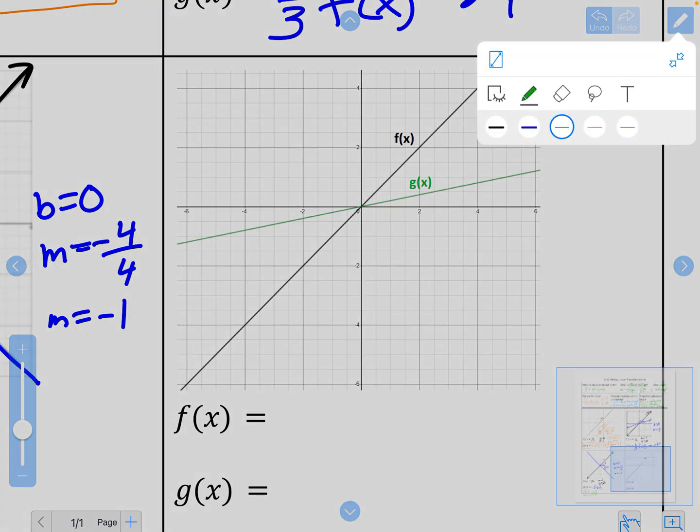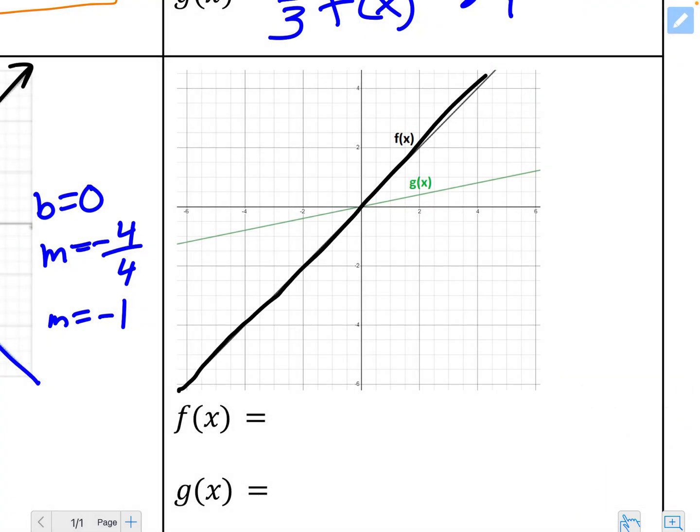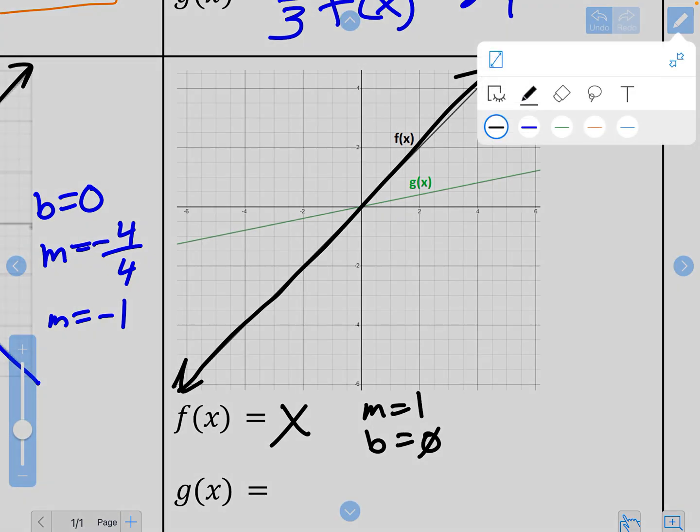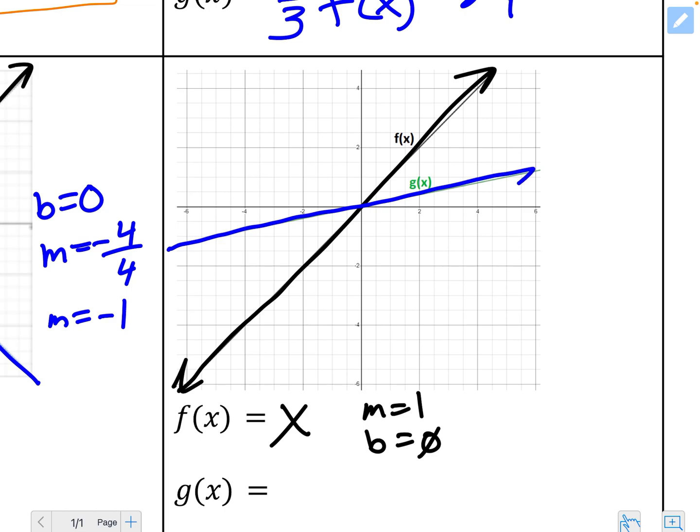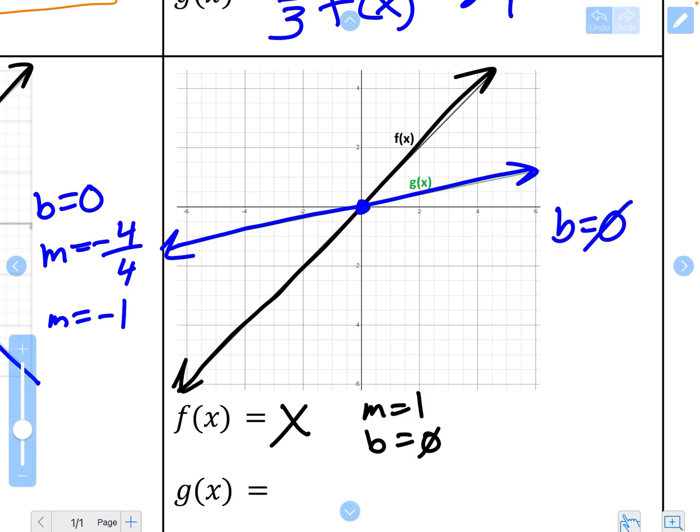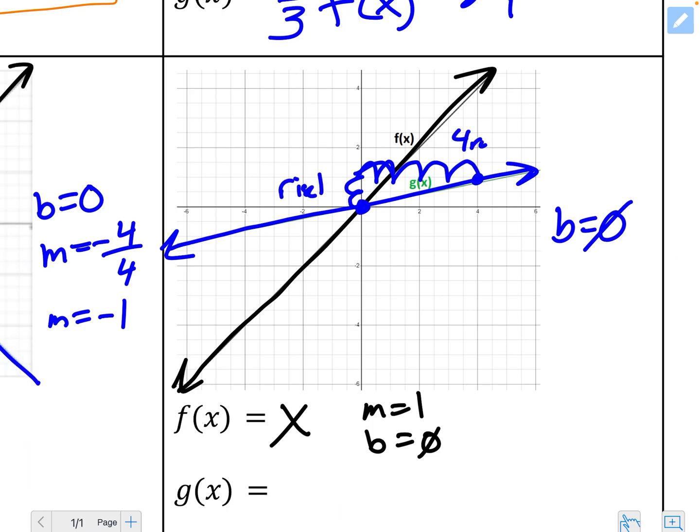All right, our last problem. So again, f of x is this one right here. And I'm going to rewrite my parent function, which is f of x equals x. My m is 1. My b is 0. So if I graph my g of x line, its y-intercept is still 0, but now let's look at the slope. So if I go up, these are technically 0.5, so that's going up 1, which makes this my next point. 1, 1, 2, 3, 4. So 1 rise, 4 run, so my slope equals 1/4.